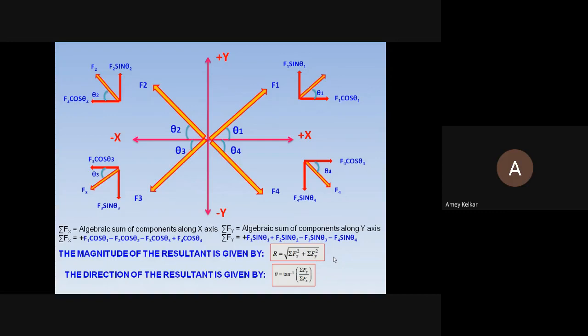Similarly, when the second quadrant was there, F2 cos theta 2 came as negative because it is moving towards minus x-axis, whereas F2 sin theta 2 is moving vertically upwards, so it came positive. So when we came in the third quadrant, horizontal is moving towards left side or negative x-axis, and vertical is moving downwards, that is negative y-axis. So both the components were negative. When we came to the fourth quadrant, we found that x is again positive and y is negative. So we finished the first step, that is we resolved.